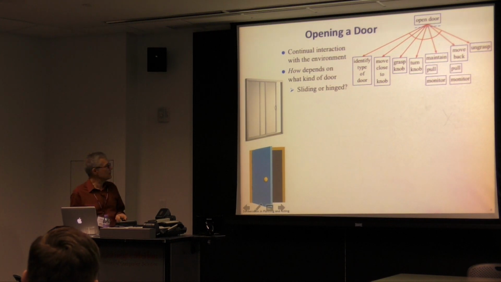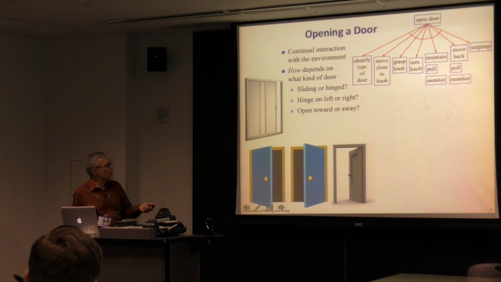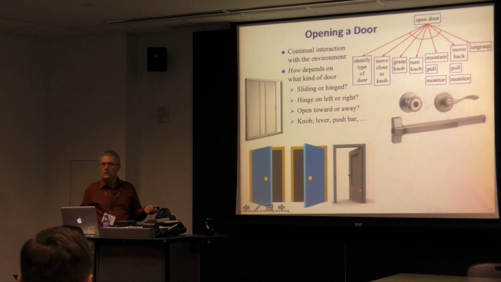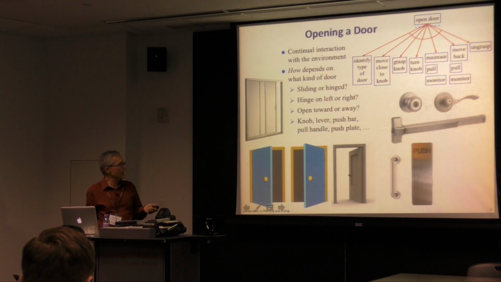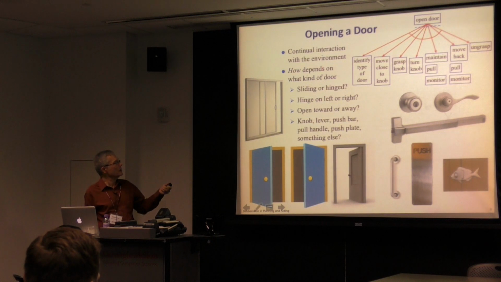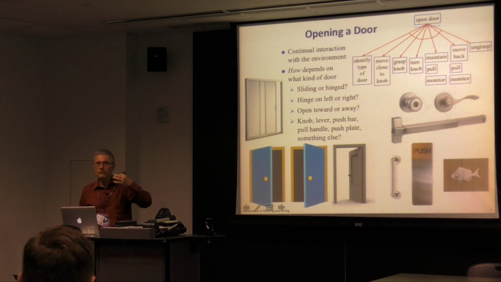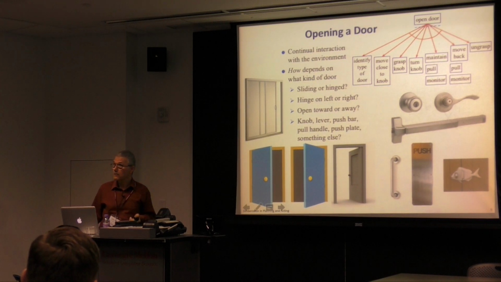If it rotates on hinges, then are the hinges on the left side or on the right side? Does it open toward you or away from you? The thing that you grasp in order to open it, is it a knob or is it a lever or is it a push bar or is it a pull handle or is it a push plate or is it a fish? The point is that for all of these variations, you need to open the door in a different way. And that's something that you have to figure out while you're doing it. Okay?